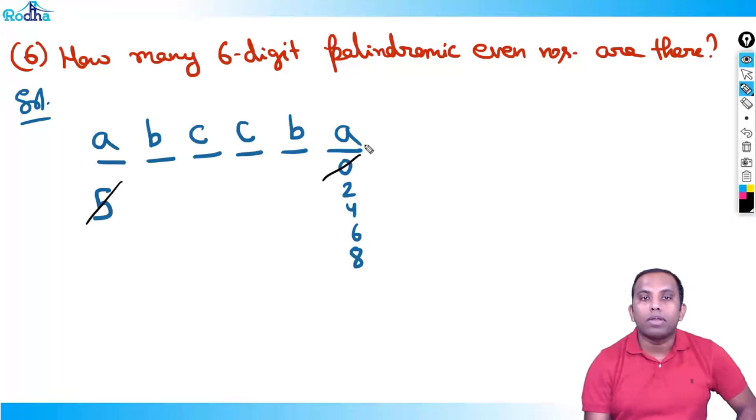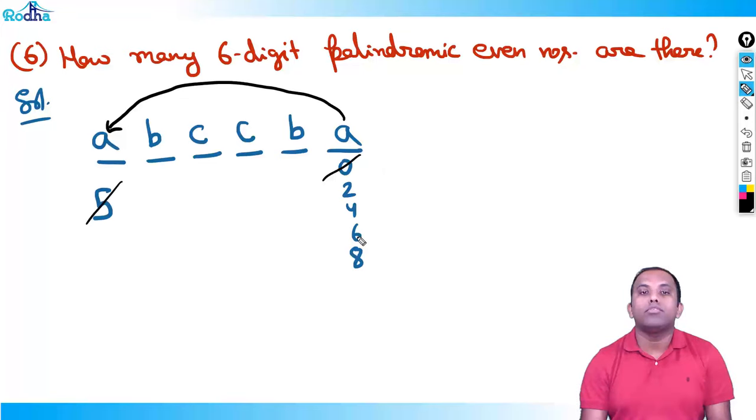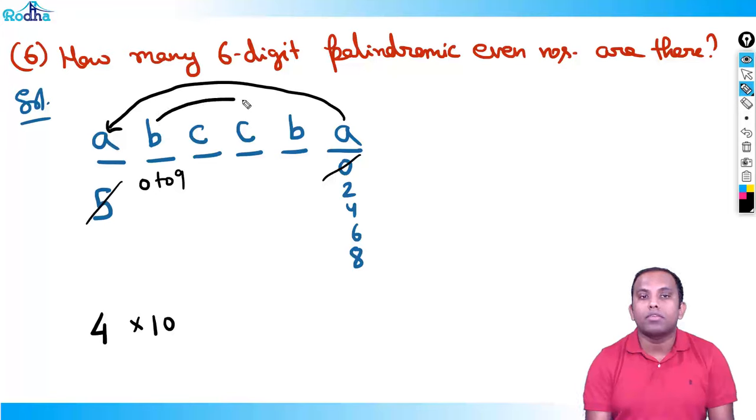0 is an even number, true. But if this A is 0, that means this A will also become 0. And if the first digit is 0, then it is not a 6-digit number, it is a 5-digit number, right? That means 0 can't be there at the first place. That means 0 can't be there at the last place also, right? So for the first place, we have 4 options. A will have 4 options. For the second place, now for B, again, we can have anything from 0 to 9, right? So for B, we have 10 options. And if this B is fixed, automatically this is also fixed, right?